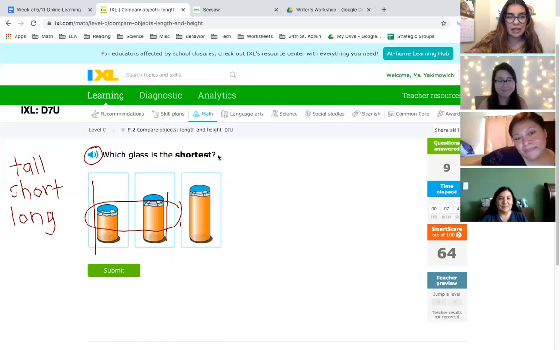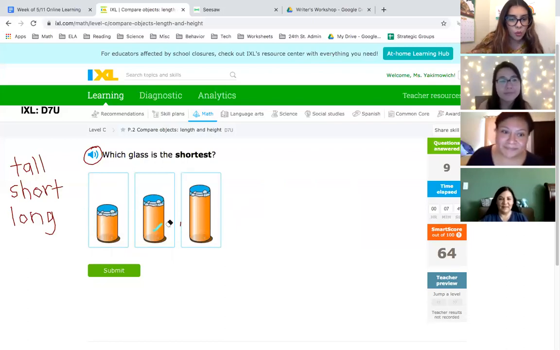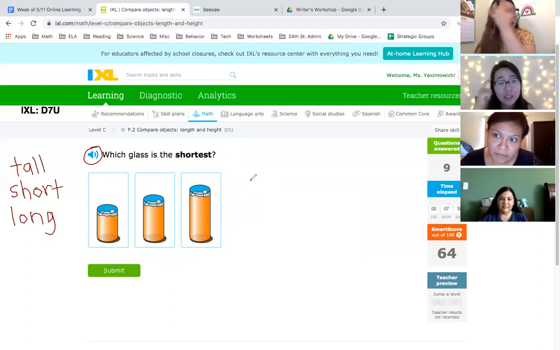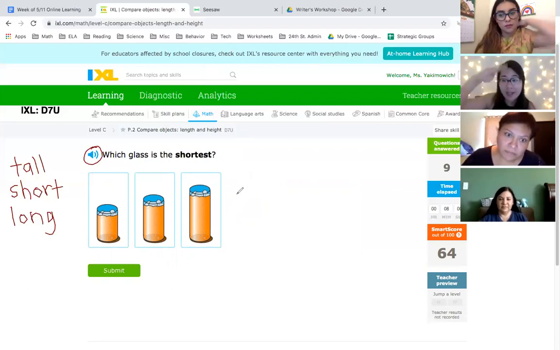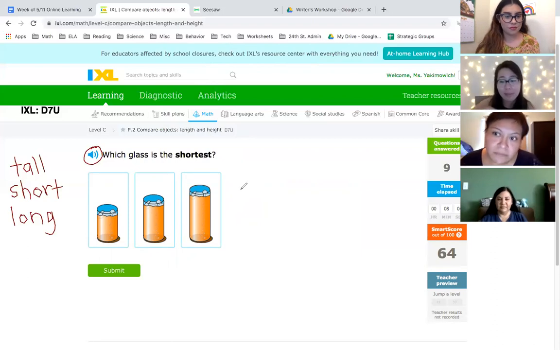All right, Miss T, can you help us? Which glass is the shortest? Now, I'm remembering what you taught me earlier, and you said that short can be used to describe the height and the length. And so I can tell that right now we're going to be comparing the height.